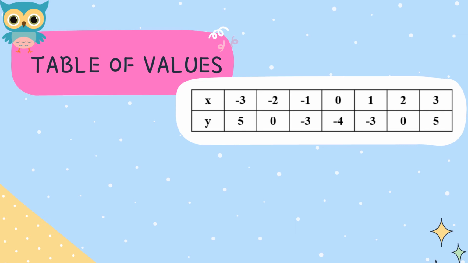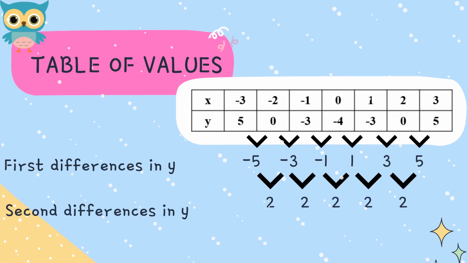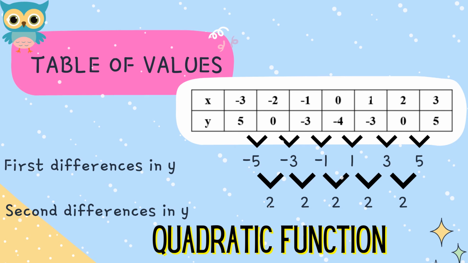So on your screen, I have here a given table of values. If you determine its first and second differences in y, as you observe, the second differences here have an equal value. So therefore, we can say that this table of values is a quadratic function. Okay? So dapat po sa second differences ng y, sila magpare-pareho.